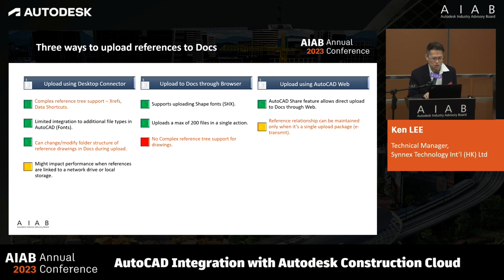The second method is to just use your browser to log into BIM 360 or ACC and drag and drop your AutoCAD files and some references. The main advantage is you can upload a maximum of 200 files in a single action. But a complicated reference tree is not supported. This is very important. If you have a lot of drawings and you don't need complicated references, you can just have a lot of completed drawings. For example, shop drawings, which are bound. You can use the second method, just drag and drop to the browser.